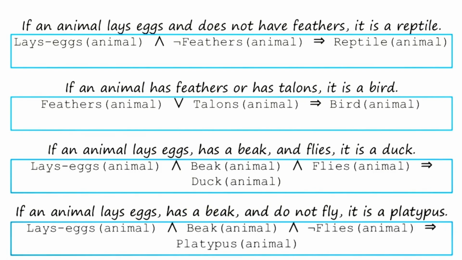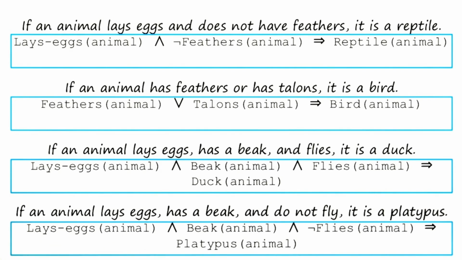And similarly for the fourth one, we have 3 predicates on the left side. If the animal lays eggs, the animal has a beak, and the animal does not fly, then the animal is a platypus. This kind of shows us why a platypus is such a strange animal, because we need to make a lot of caveats in order to define what a platypus really is. Good, David. That looks right to me.